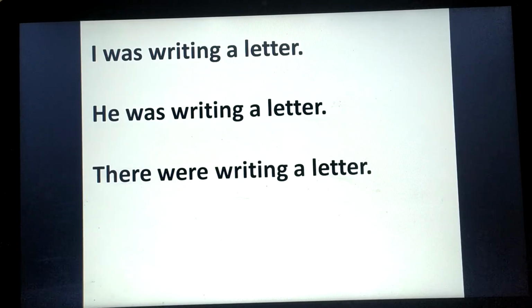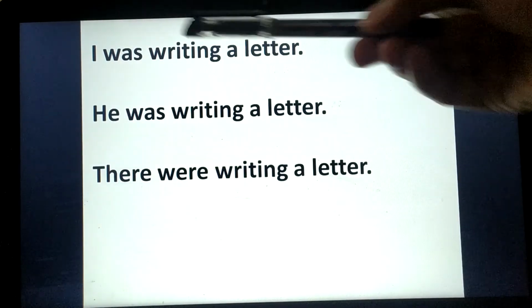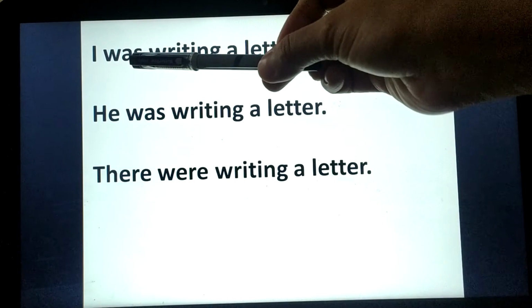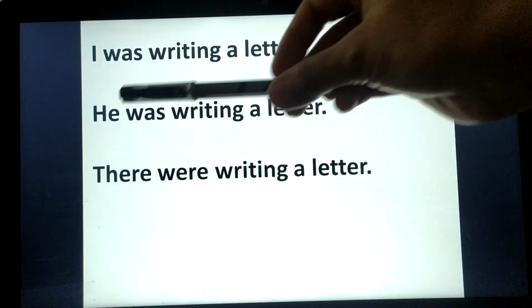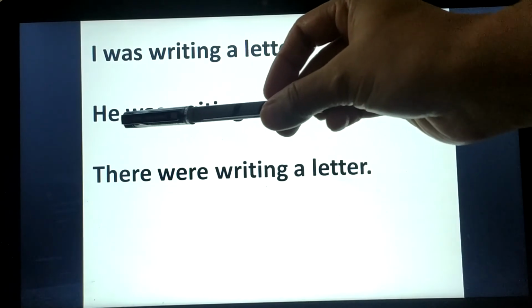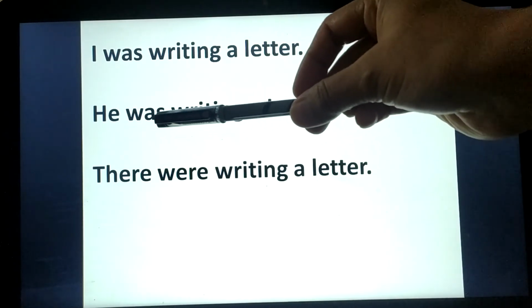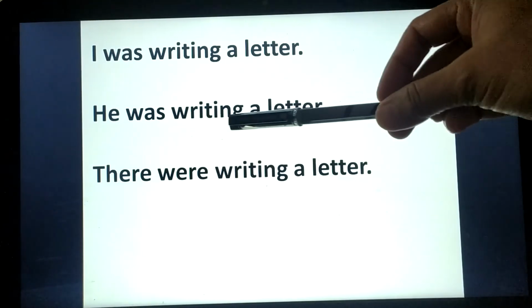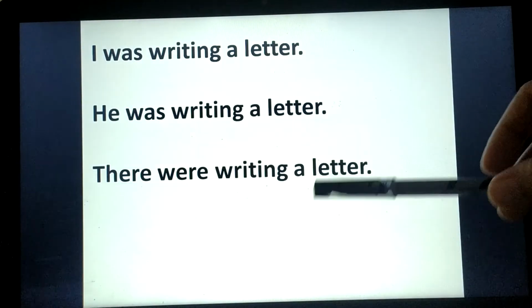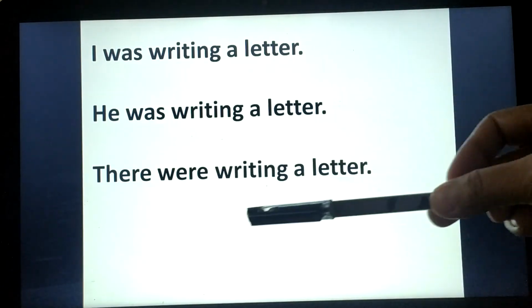Now you will think that we have used the same kind of sentence just to show the difference in helping verbs, right? Because for I, I have used was along with the first form of verb and ing and then the object. With he, in case of singular, also I have used was with the first form of verb, ing and the object, right?